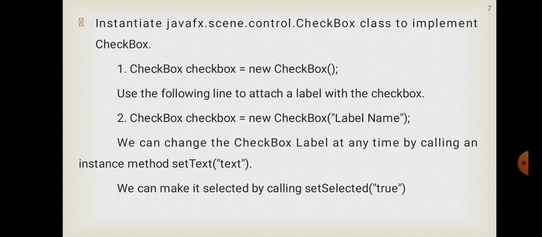So how can we create a checkbox? The basic class name is CheckBox, where C and B are caps. First you have to create an object for the checkbox. You can use any variable name. Consider we use C1. So CheckBox C1 equal to new CheckBox(), this creates just a checkbox without any label. If you want to create a checkbox with a label, you can go for CheckBox C1 is equal to new CheckBox(label name).